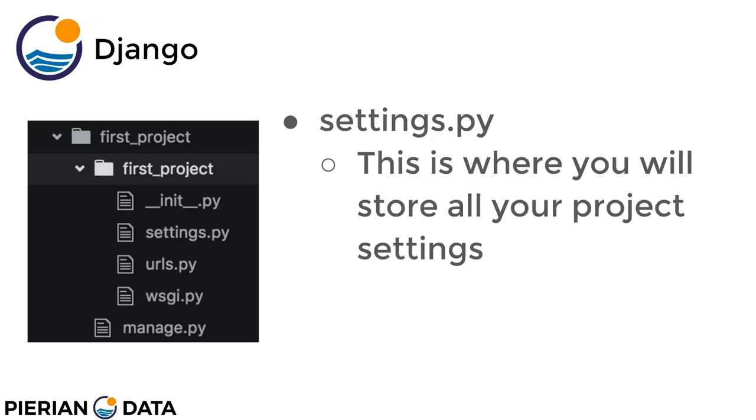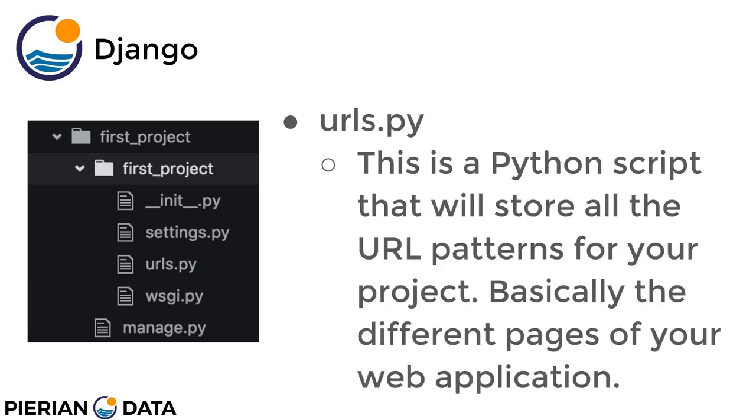Then we have the settings.py file, and this is where we're actually going to be storing all of our project settings. Then we have the urls.py file, and this is essentially a Python script that's going to store all the URL patterns for your project. And that's basically going to relate to the different pages of your web application and how they should connect to the end user. Now keep in mind, this particular file is really going to make a lot of use of regular expressions. So before tackling this urls.py file in future lectures, make sure you review the regular expressions lecture from the Python section of this course.